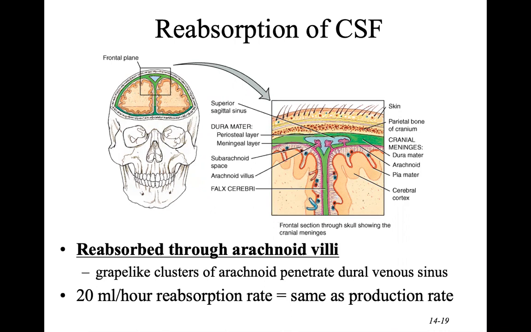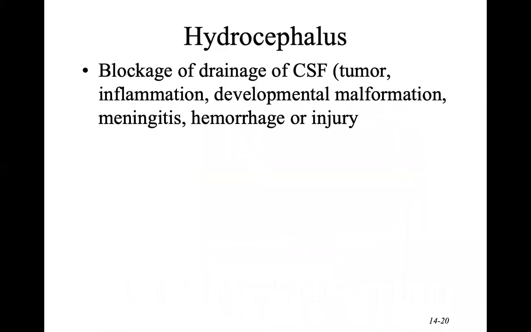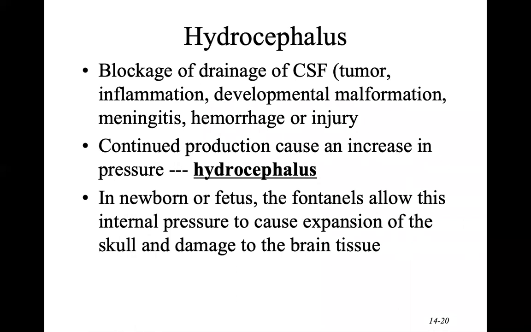So we want this equal rate of production and reabsorption. Otherwise, we start to get this hydrocephalus, which is this water on the brain. The accumulation can come from either a blockage of the drainage of the CSF, maybe there's a tumor, maybe there's some developmental malformation, maybe the meninges are inflamed, or maybe there's a hemorrhage. That can create hydrocephalus. You get this increase of pressure. Common in newborns and during fetal development.